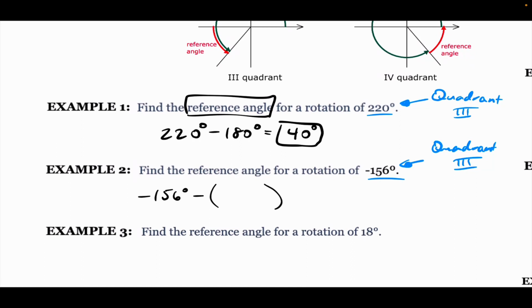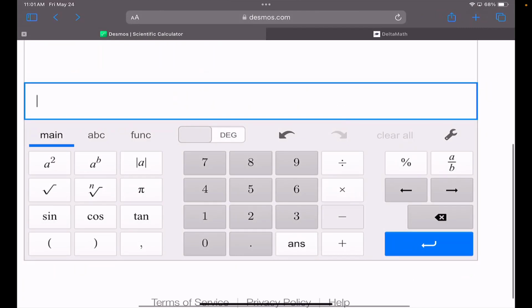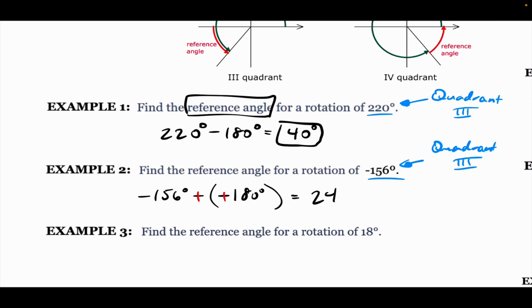When I'm going this way, I use the dark, the yellow, or the orangish color. I don't use the green. The green, I go this way. So I'm going to minus it from negative 180. So minus a negative makes a positive. So negative 156 plus 180, 24. So the reference angle is 24 degrees.